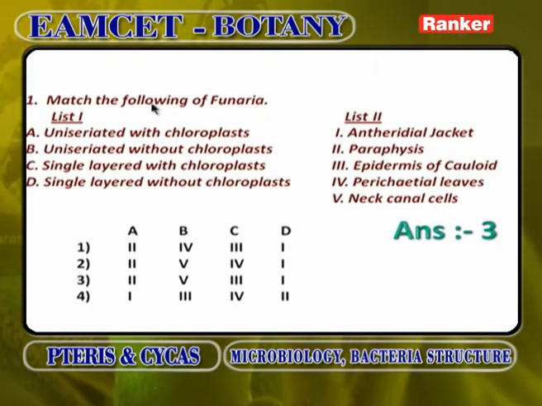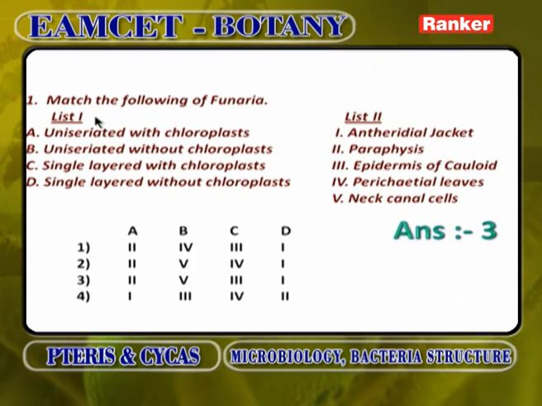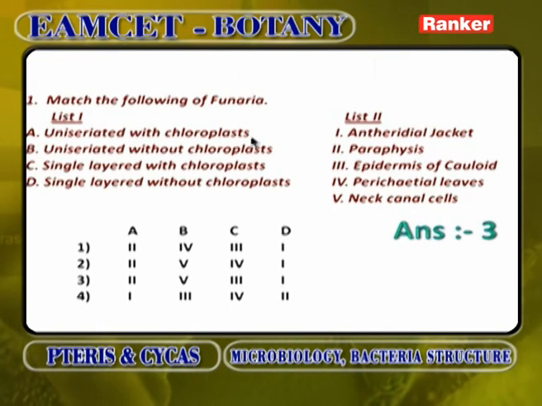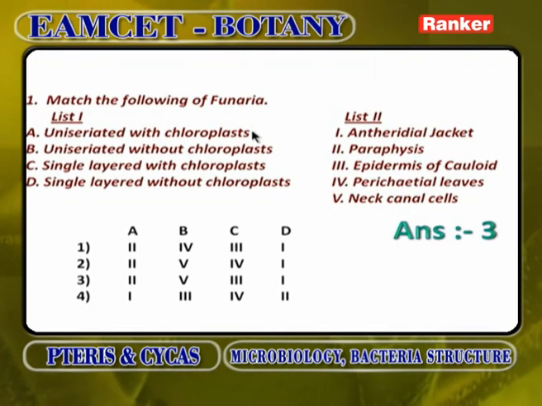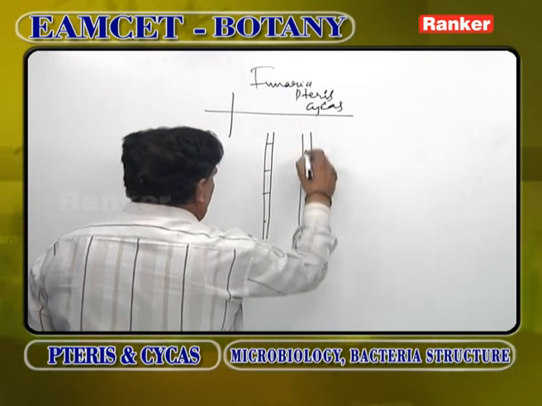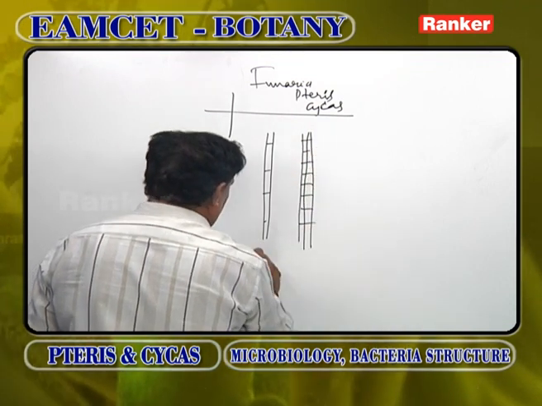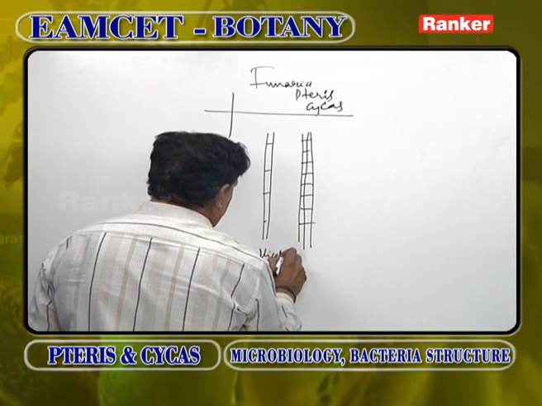Match the following in Funaria. List 1: uniseriate with chloroplast. Do you know what uniseriate is? If a single layer is there, cells are arranged like this. This is called multicellular uniseriate. These cells are arranged like this and they are in two rows. So this is multicellular.